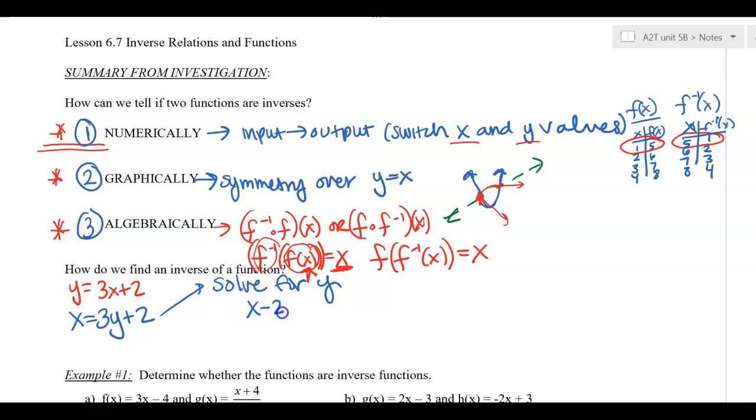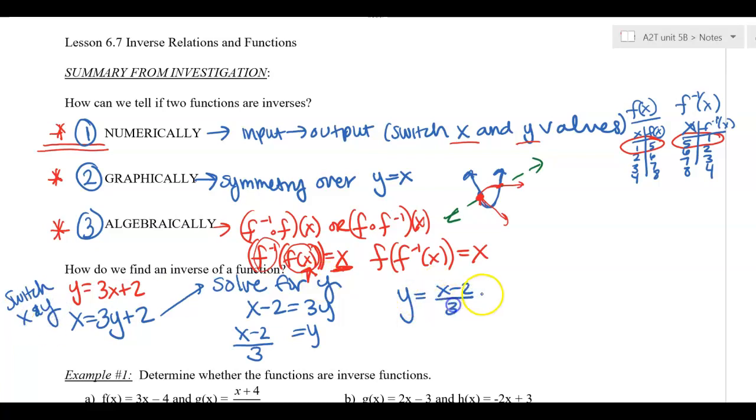So I would subtract 2 from both sides and then divide by 3. So like my inverse here, we switched x and y, and then we solved for y, and our inverse function is x minus 2 over 3. Or if you wanted to view it more like a linear function, like this.